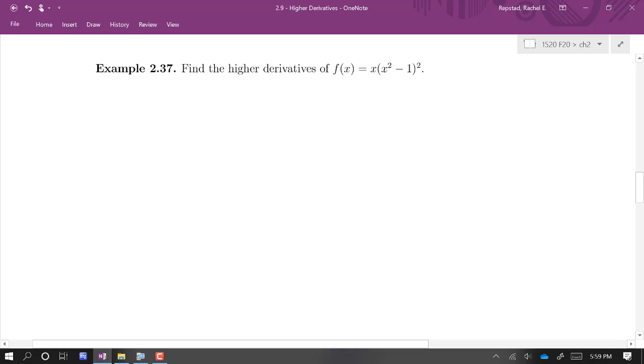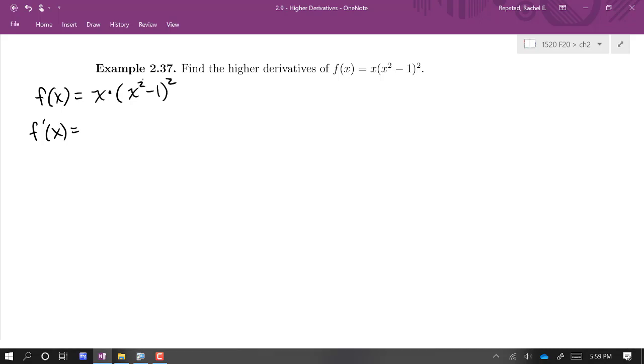Now, it's written in factored form, but if we expanded out the product, it would be a polynomial of degree 5. Here we're squaring an x squared, so there's an x to the fourth, and then we're multiplying by x, so that would be an x to the fifth. Now let's begin. Let's take the derivative by using the product rule. So f of x, the given function, is x times x squared minus 1 squared.